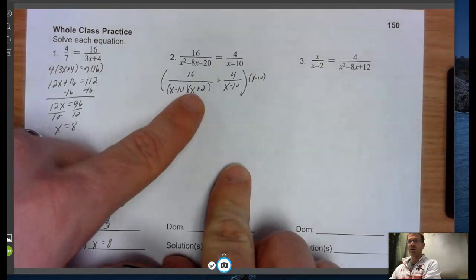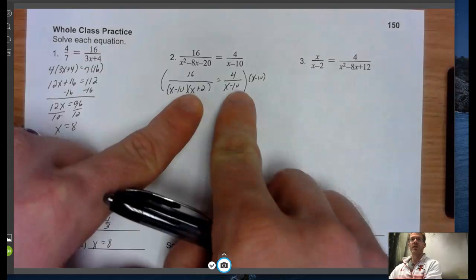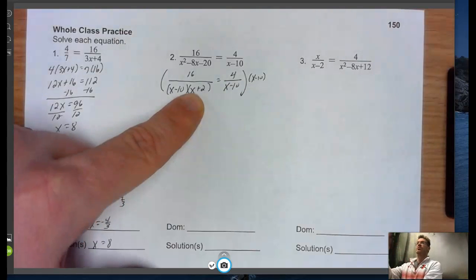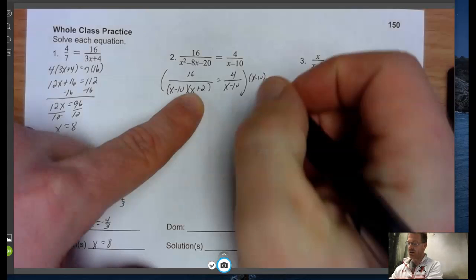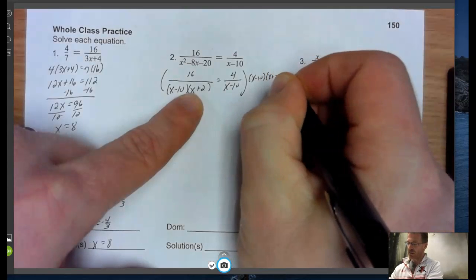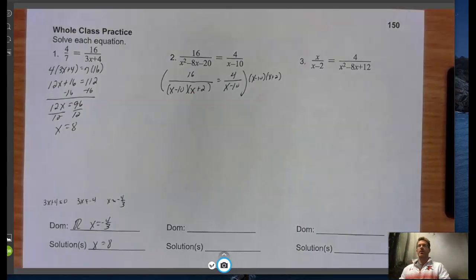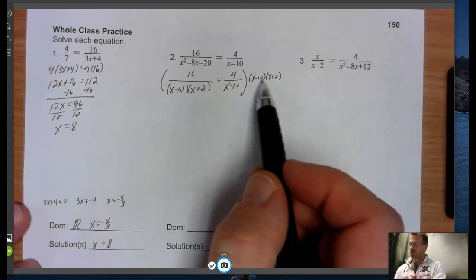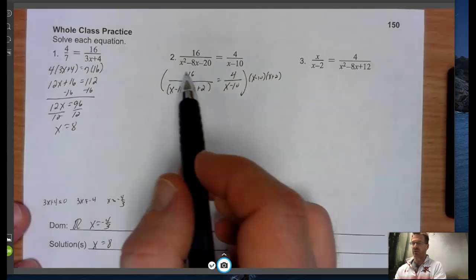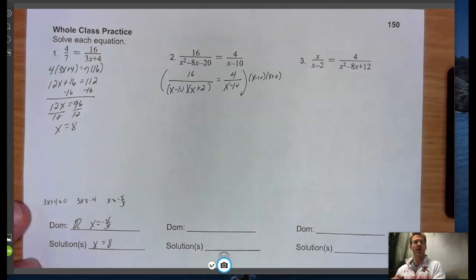Now if I look, this denominator has x plus 2. This denominator doesn't. So I need to include that. I have to make that part of my common denominator. So that's now going to be my second piece here. Once I find that common denominator, what I want to do is distribute this common denominator to everything on the left side and everything on the right side.